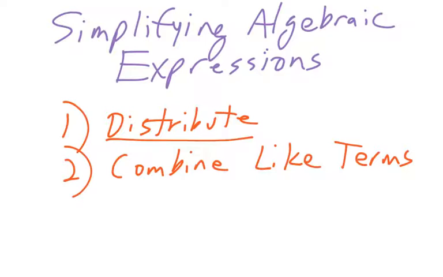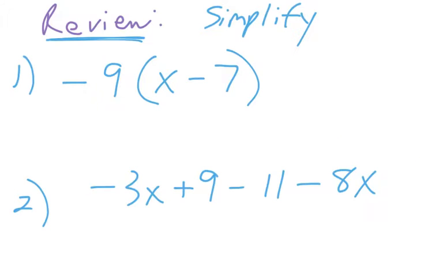Now, distributing, if you remember, is the process of multiplication, right? And combining like terms is the process of addition, okay? So first you do all your distributing, then you combine like terms, and then you have simplified your algebraic expression completely. So before we actually do larger problems, let's review some of the things we worked on previously.